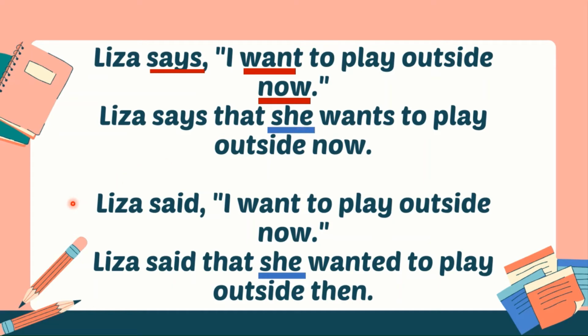Okay. Number 2. Lisa said, "I want to play outside now." This time, the introductory verb is in the past tense, so we must use rule number 2 when we report it. That means to say that we are going to make a change in the tense of want, and we are going to change also now, which is the adverbial time. And so, the reported speech is, Lisa said that she wanted to play outside then. So, wanted is used here from present tense. It became past and now becomes then.